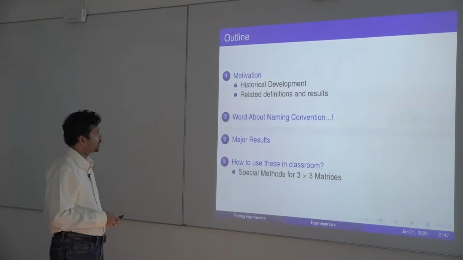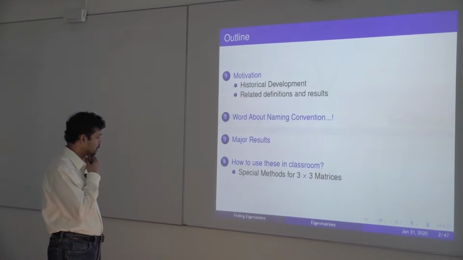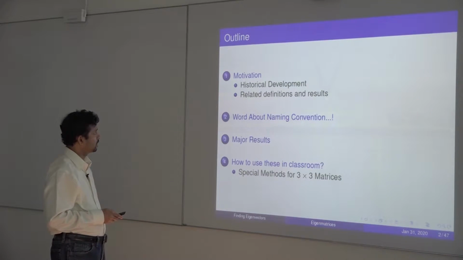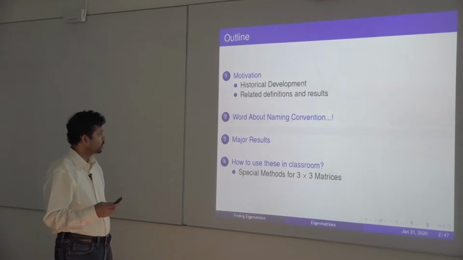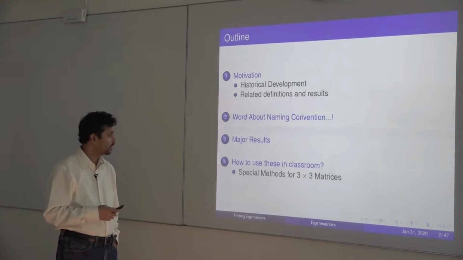So we're going to say finding eigenvectors: a fast and non-traditional approach. Let's see a little bit of the things that we're going to discuss here. We're going to talk about the historical development and some related definitions before we move on. Then we can talk about the naming convention, because we already know that we have 2 things, the eigenvector and the eigenvalue. And then we're going to introduce a new concept called the Eigenmatrix. We can also talk about some of the major related results.